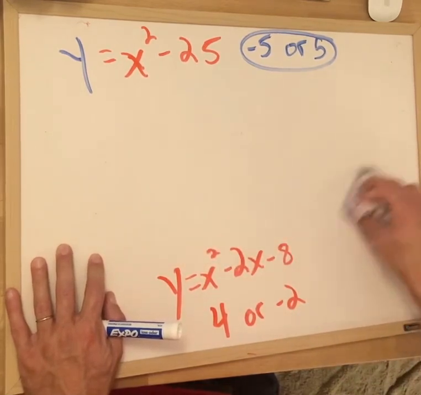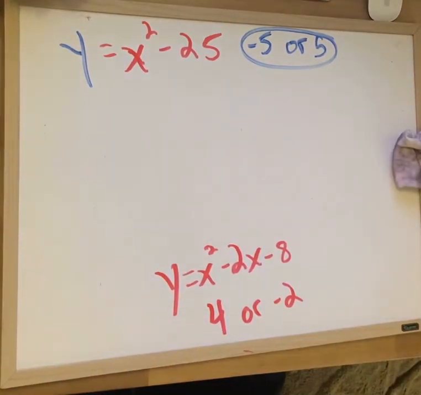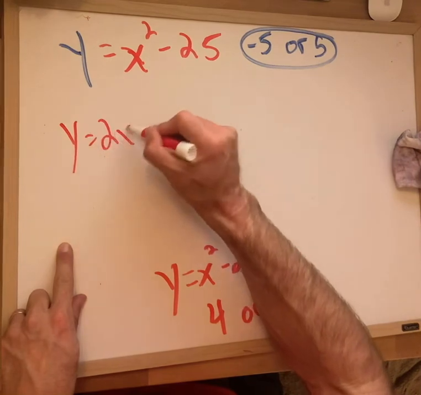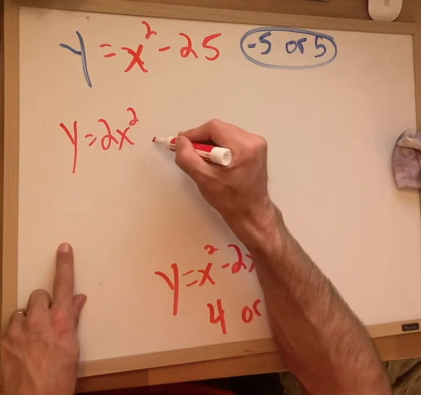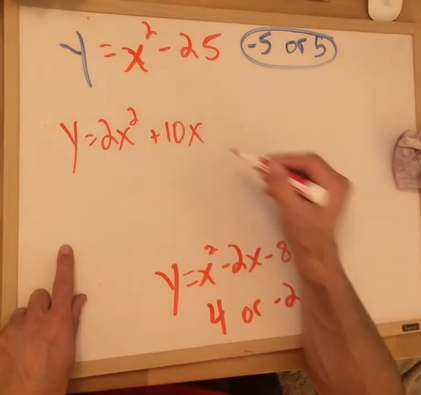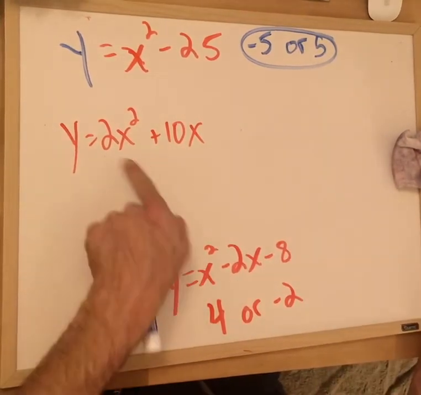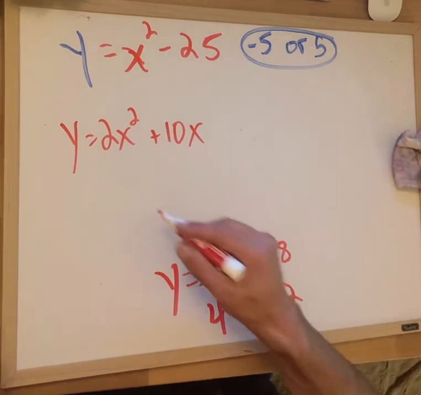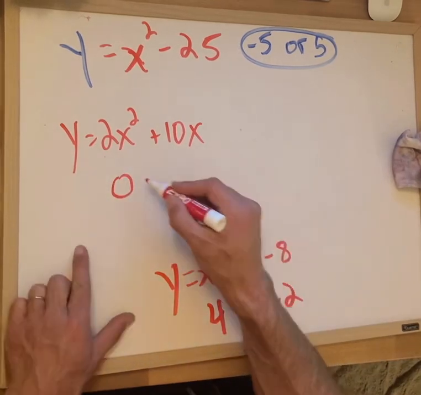Let's have you try the last one. This was the question. y equals 2x squared plus 10x. Let's have you solve for this. Pause the video and see if you can factor this and solve. Okay? So if you factored it, first step would be set it equal to 0.